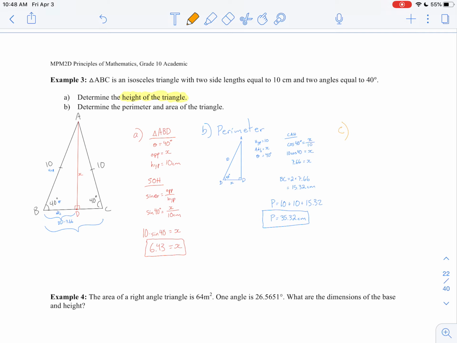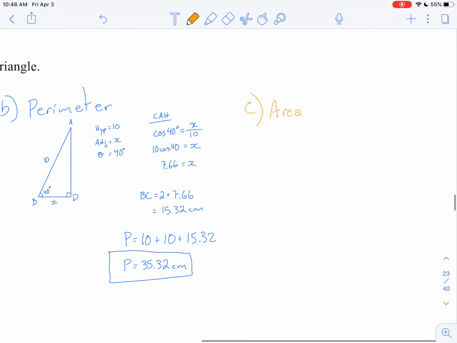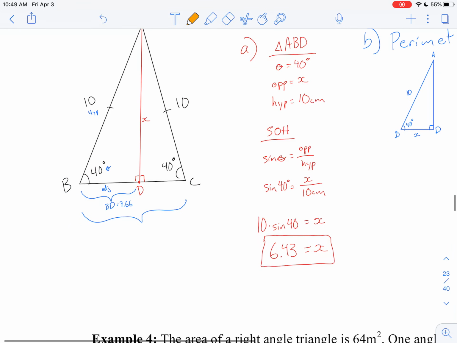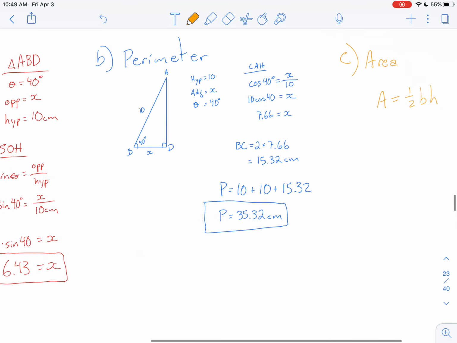And C, solving for the area of that triangle. Area of a triangle, area is equal to 1/2 base times height. We've already solved for the base. We've already solved for the height. That full base would be length BC, what we just found in the last question. That full height would be AD, which we found in part A. So we're just multiplying those two measurements by each other.